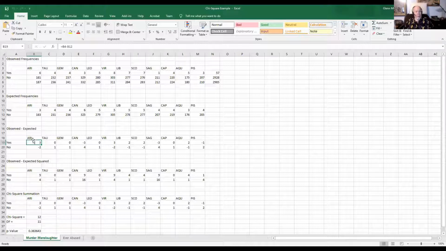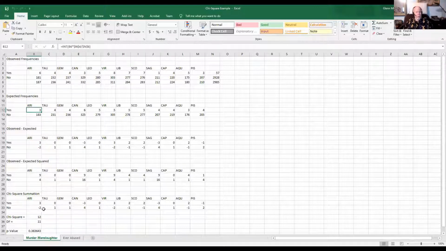Next step is to take the same numbers that we have here, and all I did was square them. 3 becomes 9, 0 squared is 0, minus 3 becomes 9. And then we prepare for the chi-square summation by taking the squared value and dividing, B26 right here, 9 by 3. So we take the observed minus the expected, squared, and we divide that by the expected frequency.